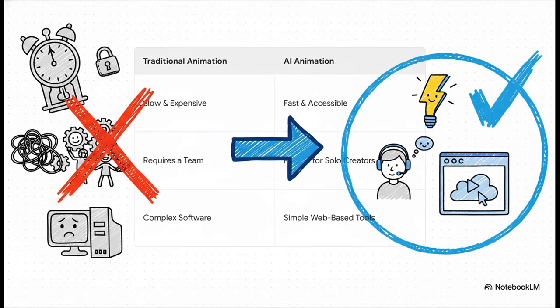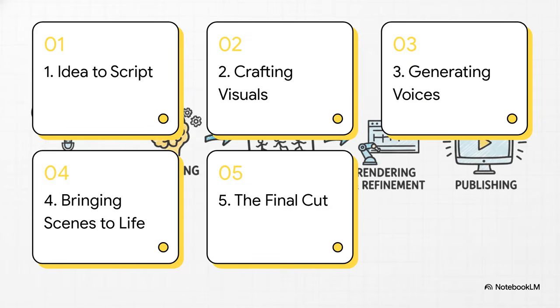You know, the old way? It was just a grind. Super slow, crazy expensive, and you needed a whole team just to handle the complicated software. But now, the AI approach is the exact opposite. It's fast, it's accessible, and it's absolutely perfect for a solo creator like you, using simple tools right in your web browser. This isn't just a small step forward, it's a massive leap, a total revolution in how we can tell stories.